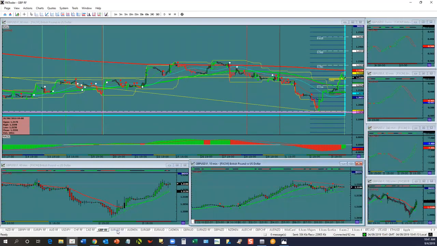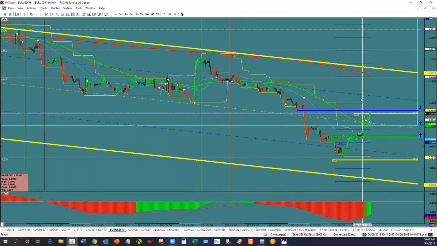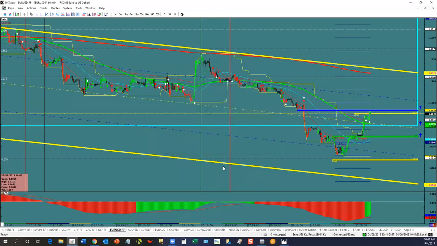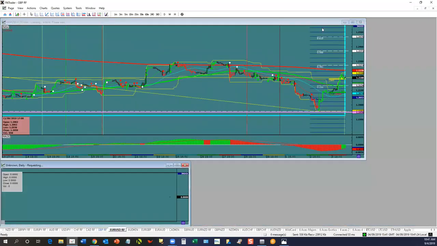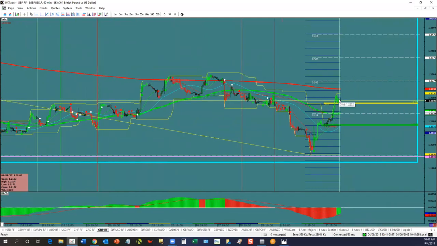Oh, let me go back here a second. Make sure I get my arrows on here correctly. All right, I'll take that off and flip this. All right, there we go. British pound went to its ATR target a little bit further, as you can see right there. Dollar to the downside means pound to the upside.